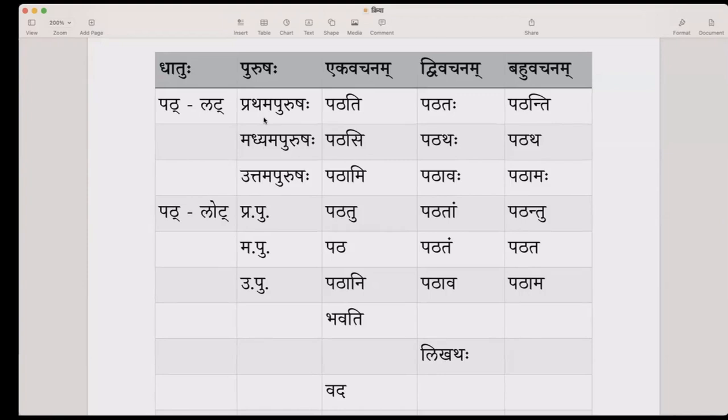So Uttama Purusha is always I, because we give more importance to us. And then Madhyama Purusha is the person who comes next, which is you. And then Prathama Purusha is everything else, he, she, it, whatever you want, you can put it there. Pathati, pathatah, pathanti, pathasi, pathathah, pathatha.